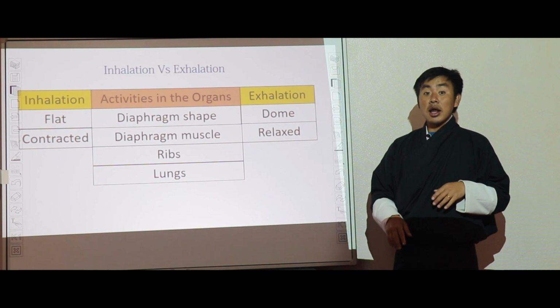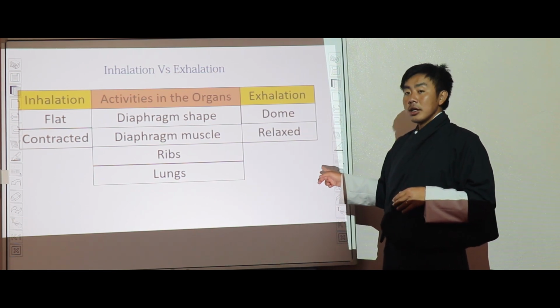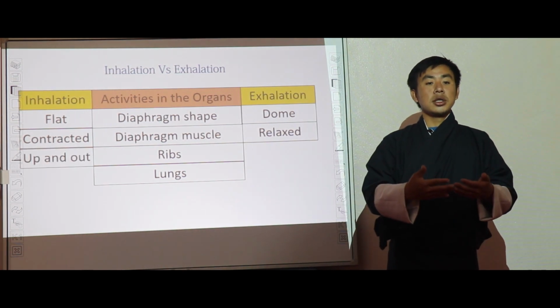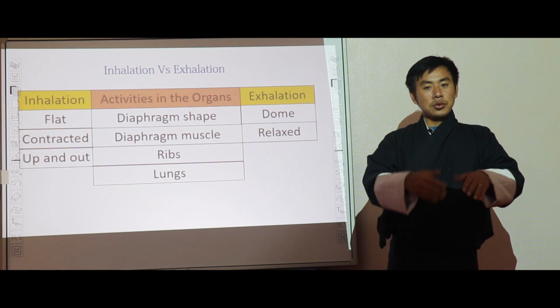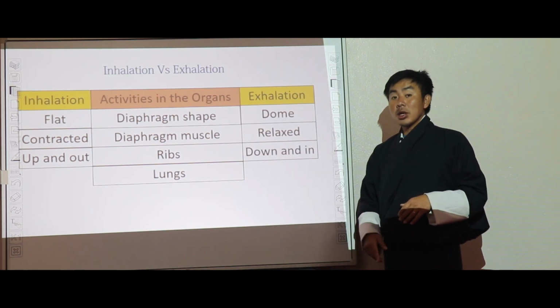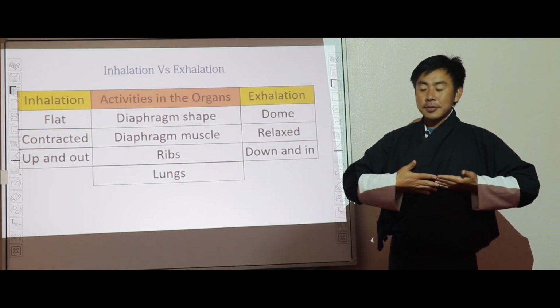Now let's talk about what happens to the ribs. So during inhalation, the ribs will come upward and outward. It will come up and out. Likewise, in exhalation, the ribs will come down and in, down and in.